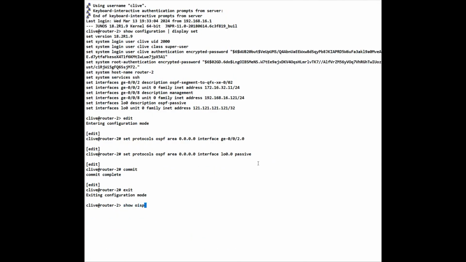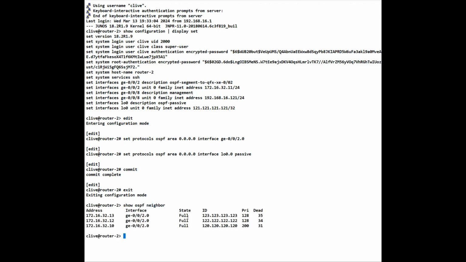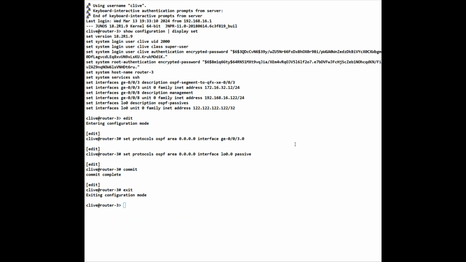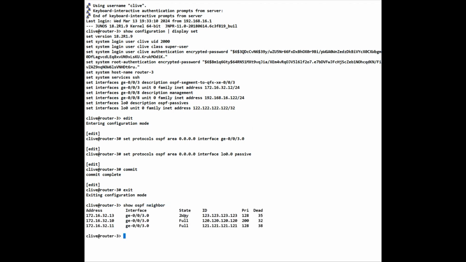So we do a show OSPF neighbor, and we have full here as well, which means it's either a DR or a BDR, which means these two should have two-way relationships to each other. So if we do a show OSPF neighbor, and sure enough, we have a two-way relationship to the .13.123 loopback, which is router 4.